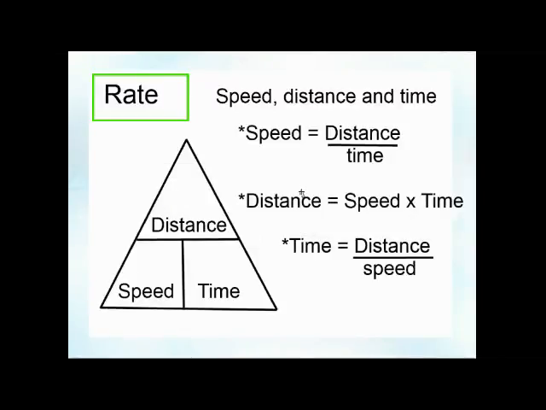Okay, so let's start with a special kind of rate. We're talking about speed, distance, and time. Now, if you use speed, distance, time, we can always draw this little triangle where distance is at the top, speed is on the left side, and time is on the right side at the bottom. Because this will give us our formulae to work out either speed or distance or time.